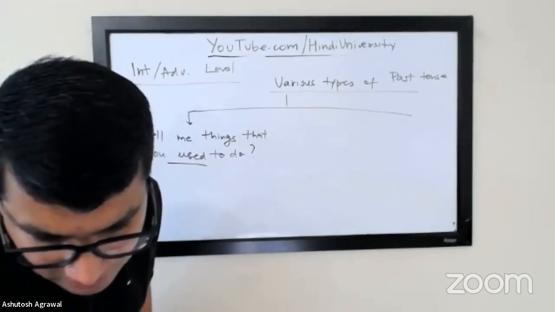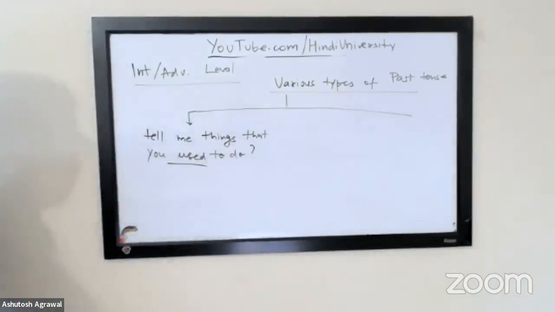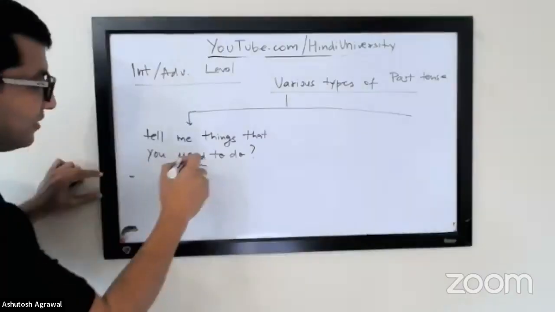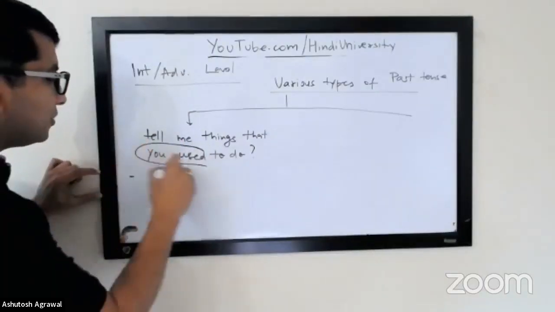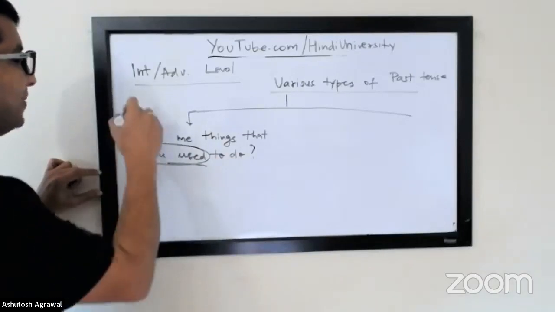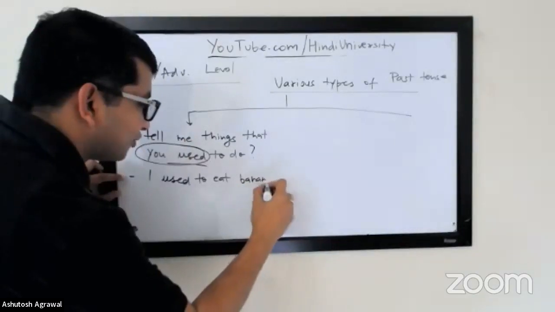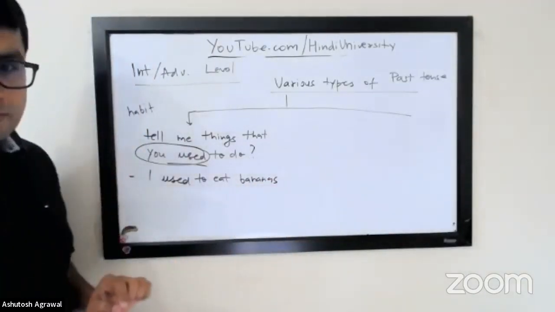Let's see. I'm going to ask some of you. Anthony ji, do you want to tell us? Give some examples. I went to primary school. No, sir. Used to do, like something that you used to do as a habit. Is it okay if I say that I used to eat apples or bananas as a child? Okay, so I used to eat banana. That was your favorite fruit, and you used to eat it, right?